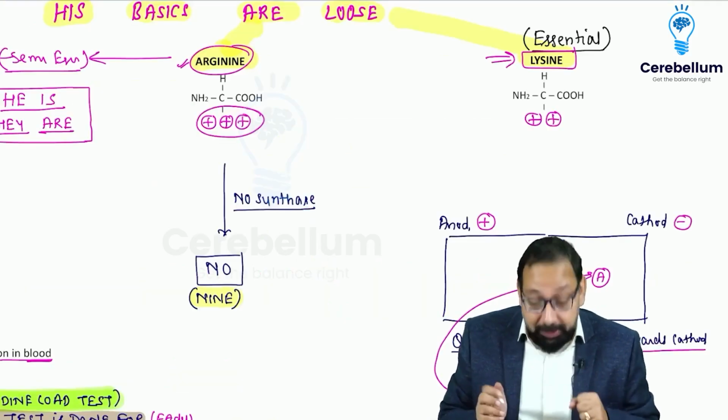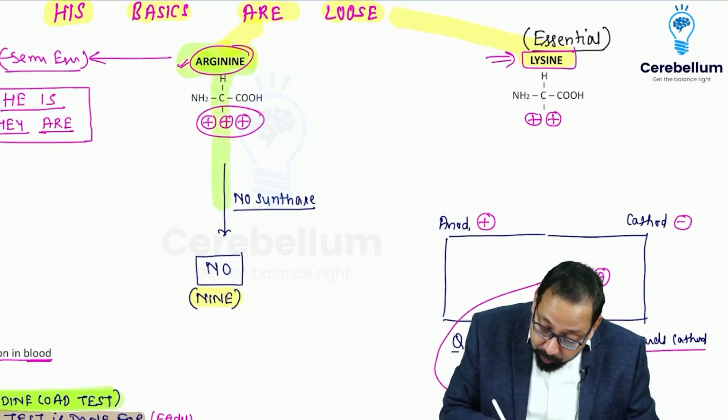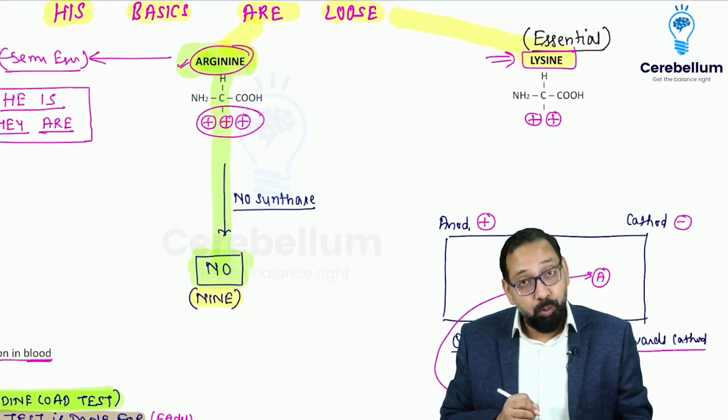Now we come to arginine. Arginine is metabolized to NO. So it is the precursor for nitric oxide.